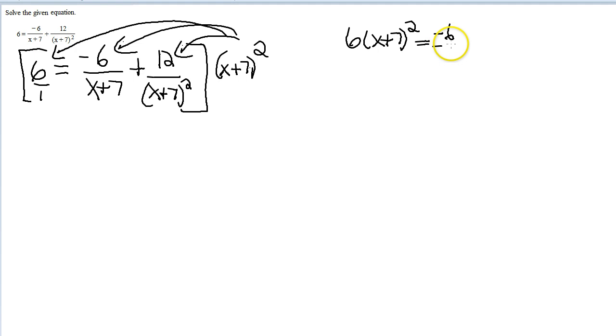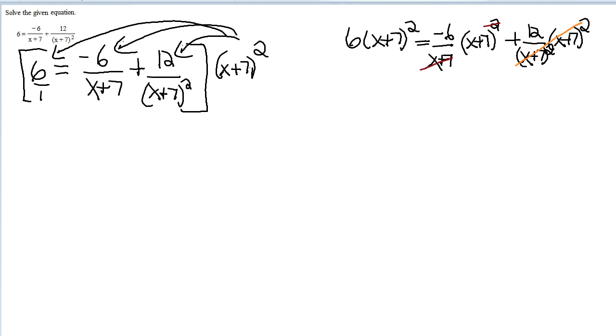When we go -6 over x plus 7 and multiply it by x plus 7 quantity squared, what will happen is we get cancellation. The x plus 7 will cancel with one of these, but we still have one left. Then we're going to have the 12, which is over x plus 7 quantity squared. So those two guys just straight cancel each other out, and you're just left with the 12.